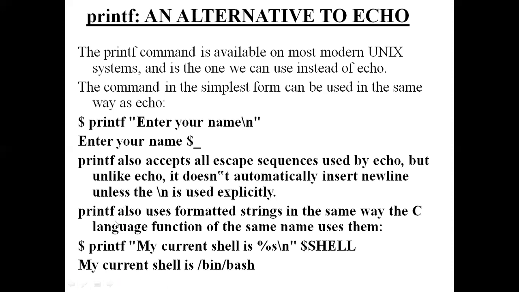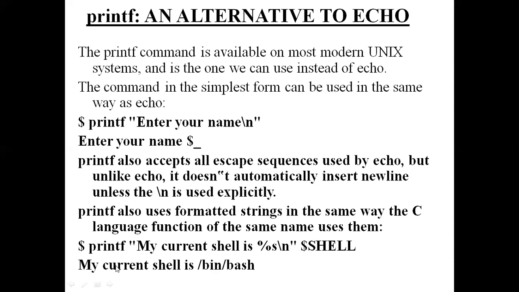As you can see here, I am using the printf command to print the value of shell. Whenever you print the value of shell, it will give me the absolute path of where the shell is located. So I am giving the command as printf "my current shell is %s". This is the format specifier I am using. This format specifier will take the value of the shell variable, and it will give me the complete path where the shell is located.